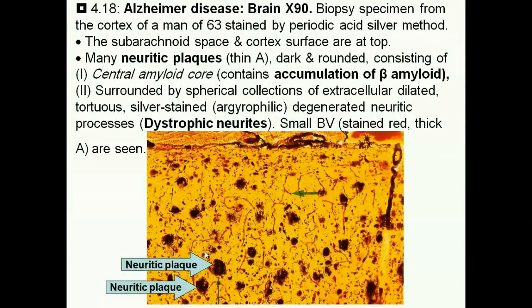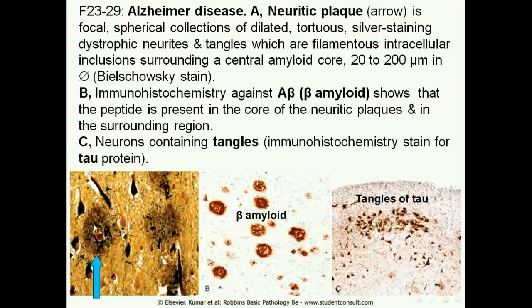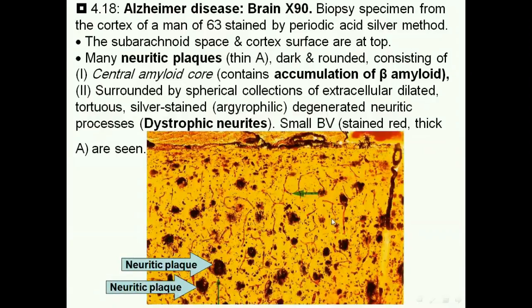Now, this is not very obvious like this one. This one is, I guess, higher magnification, where you can see the core and the dystrophic neurites around it in the periphery. But this one is lesser magnification. This has the neuritic plaques, we can see the cores and the periphery, but they're not very differentiated in here. And small blood vessels stained red and thick are seen in here. So this is Alzheimer's disease.